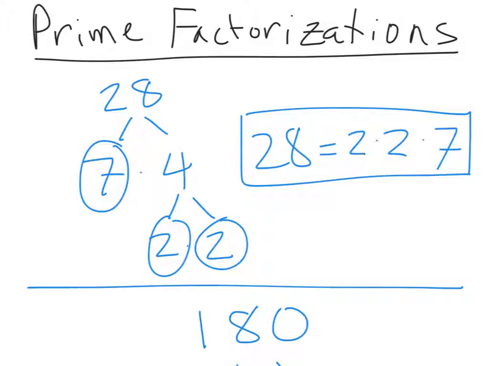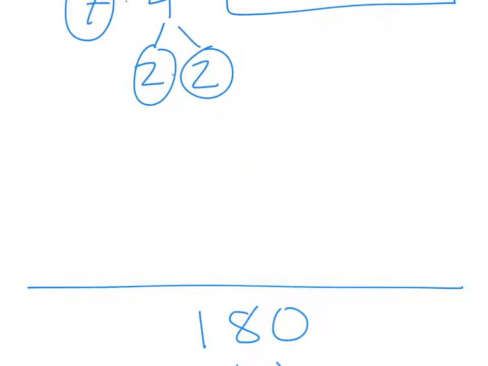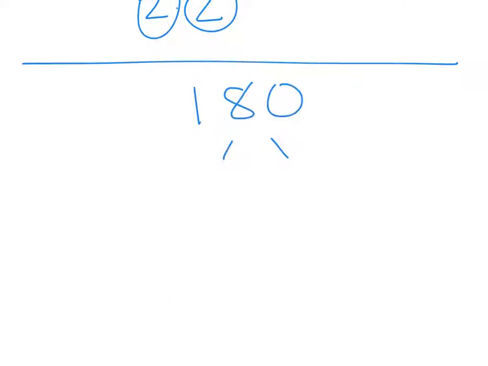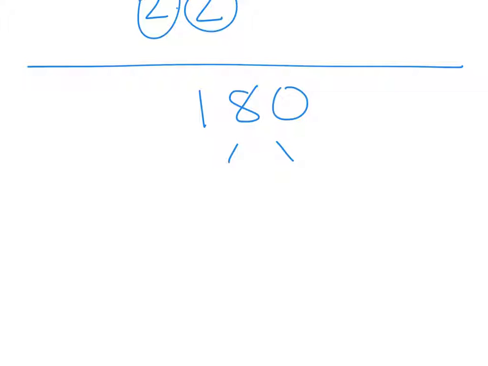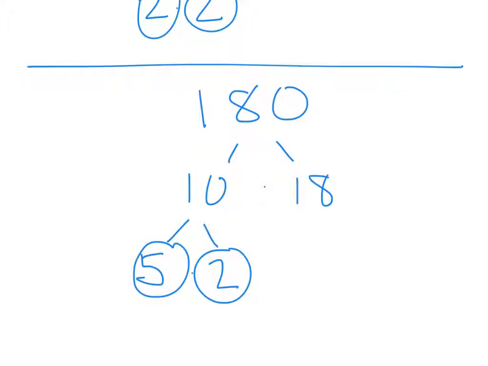Let me show you one more quick example. 180. Start by thinking up any two numbers that multiply to 180. There's several ways you could go here, but they should all work. Let's try 10 times 18. Okay, 10 times 18 is 180, but neither of these are prime, so we're going to have to make a tree off of each of these. 10 is 5 times 2, and those are both prime, so I'm going to circle those.